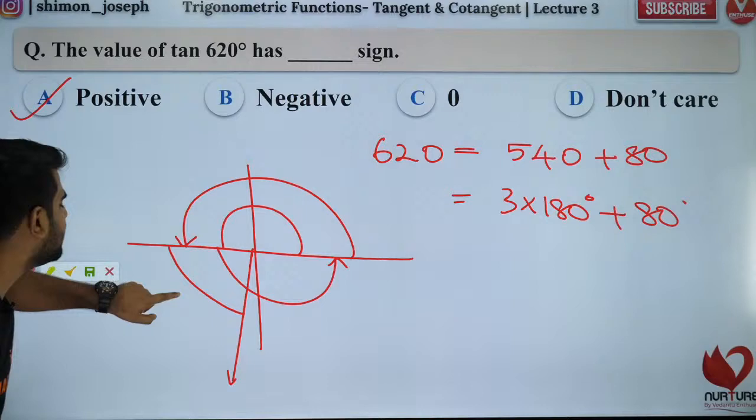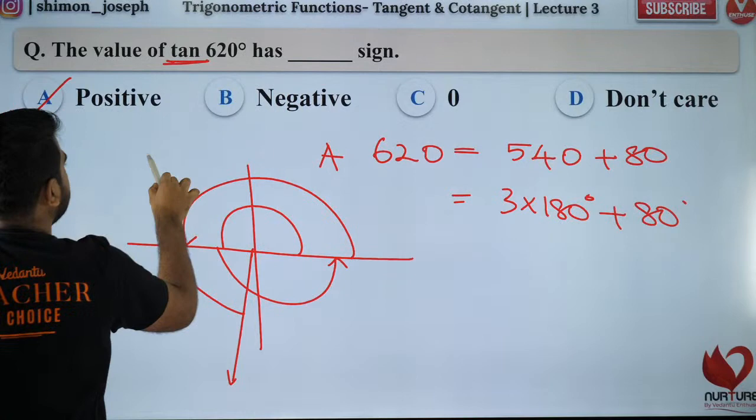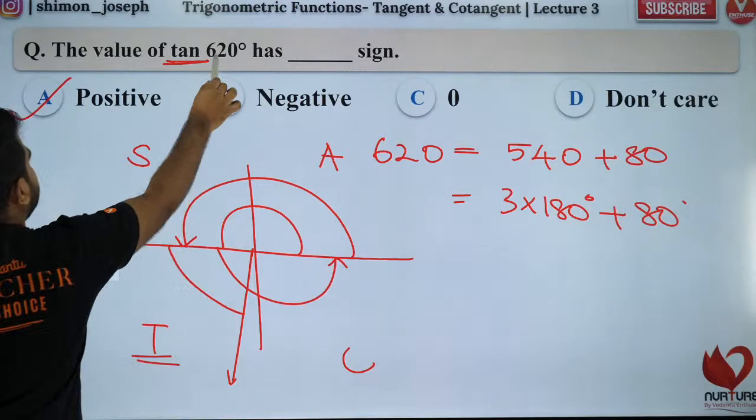Third quadrant, tan, is it positive or negative? It is all silver tea cups. So in the third quadrant tan is positive. Therefore, the answer is positive.